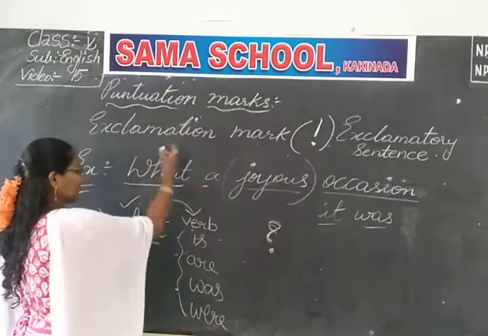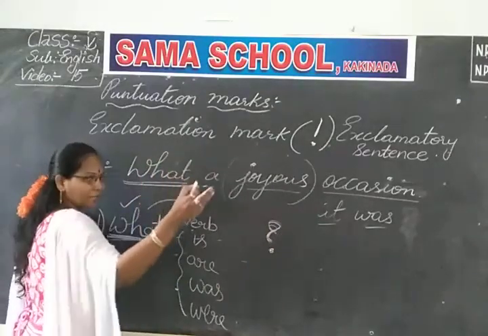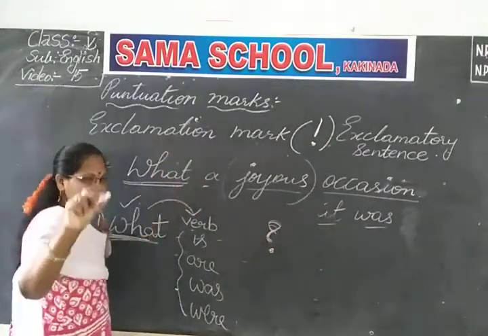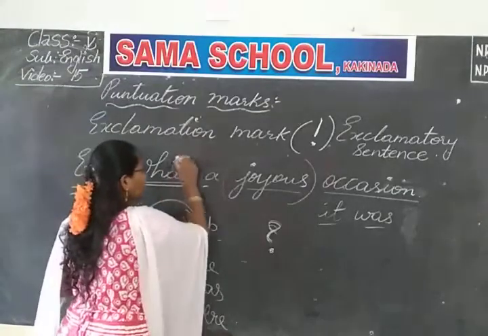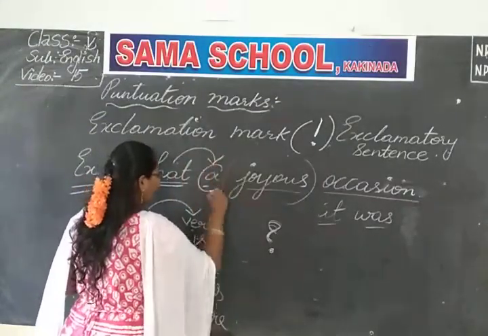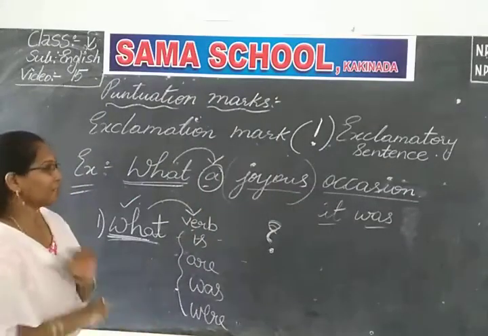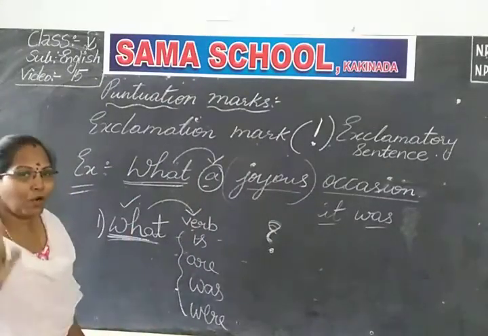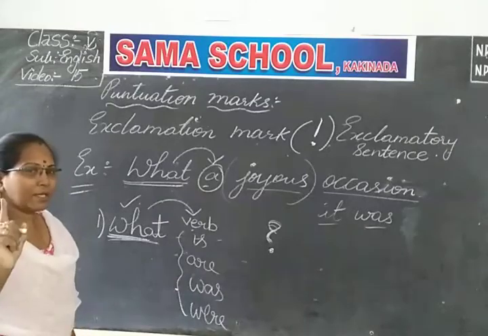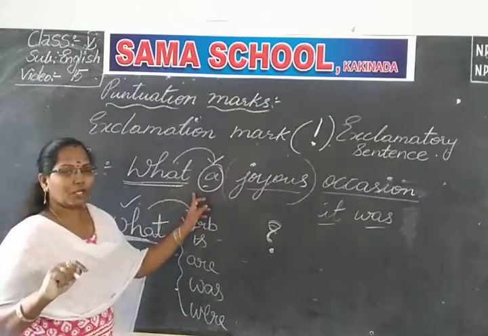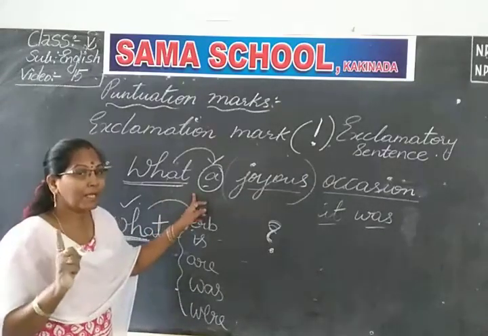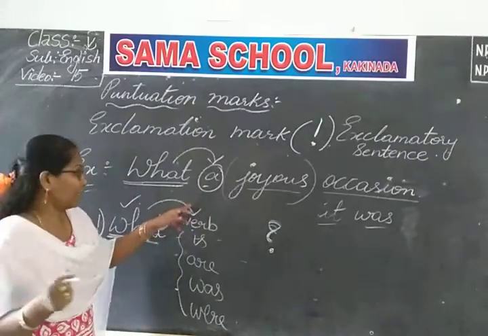Now here, coming to this sentence. What is it? WH word. So blindly don't put a question mark. Next to what, is the word a verb? No. That means it is not a verb, so it cannot be a question. Understood, children? It cannot be an interrogative sentence.